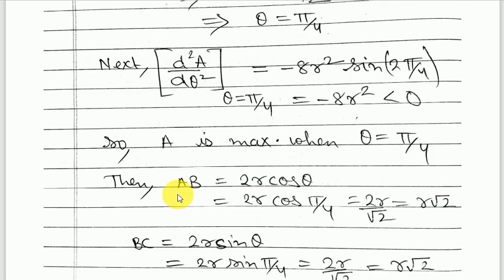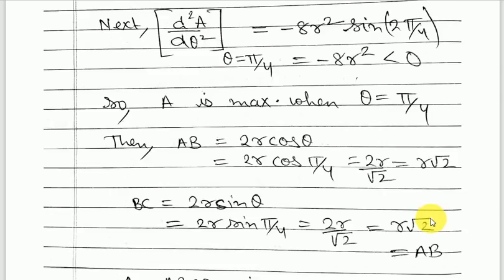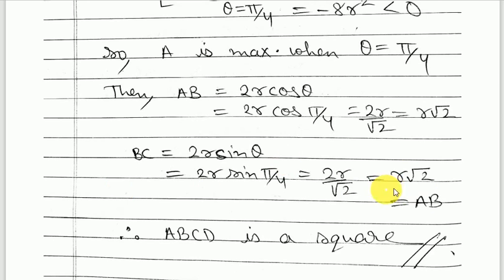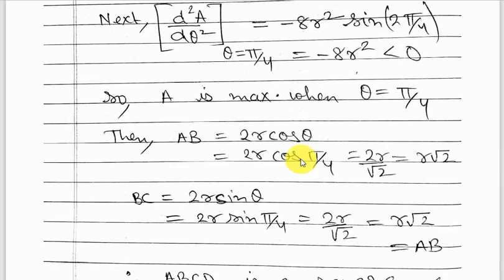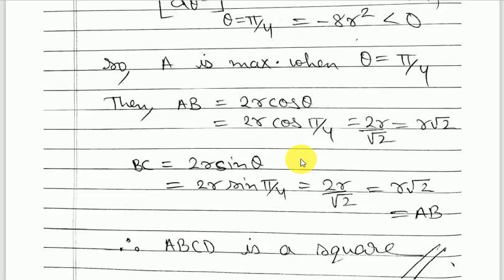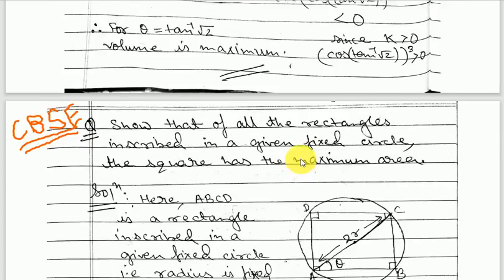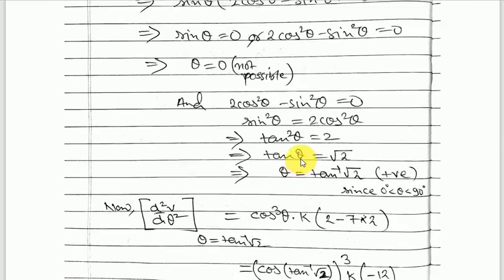So what should be AB? AB should be 2r cos theta. Put the value of theta and you get r into root 2. And BC you also get r into root 2, which is equal to AB. So you can see that BC and AB are the same. That means that rectangle is nothing but a square. So this is all, and this chapter gets over.